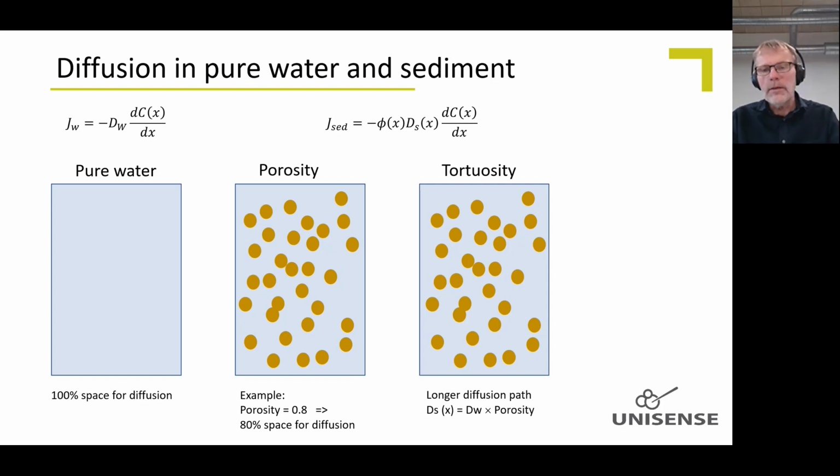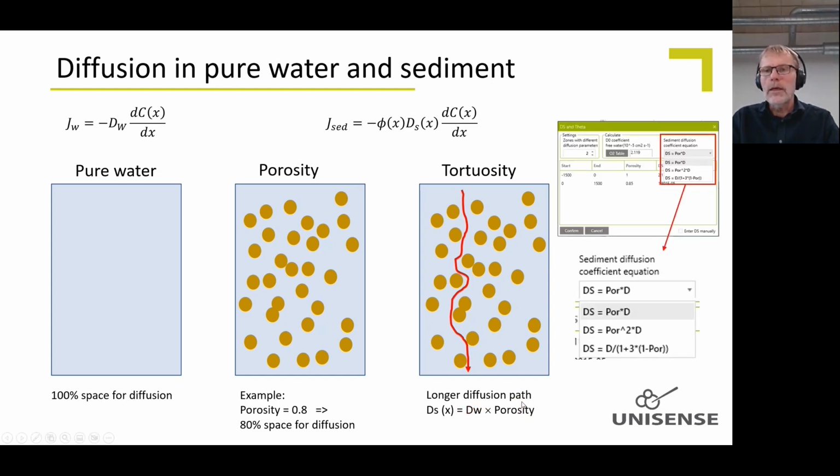Then tortuosity also has to be taken into account. Tortuosity is a term describing the fact that a diffusing molecule has to zigzag its way through in between the particles. And as I mentioned, one way of taking this into account, that is the diffusivity, is to multiply the diffusion coefficient in water with porosity.